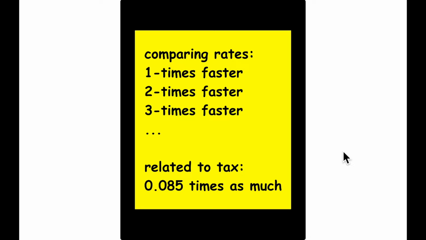I became interested in writing systems of equations for rates that are written as 1 times faster, 2 times faster, 3 times faster, and so on, and realized that there is a relationship to a system of equations for tax. So if the tax is 8.5%, that means that the total amount is 85 hundredths times as much.